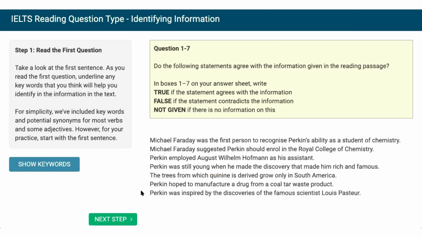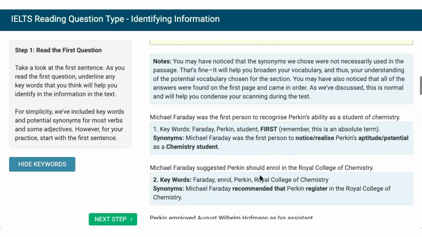And then for our last sentence here, we see Perkin was inspired by the discoveries of the famous scientist Louis Pasteur. And so I have Perkin, again, inspired, and this name as well, Pasteur, I would highlight because that is specific and it's different from all of these other names. So when we scan for this specific name, it should lead us to the information to answer this question. Okay, I'm going to clear now and show the keywords just to highlight everything we have done.